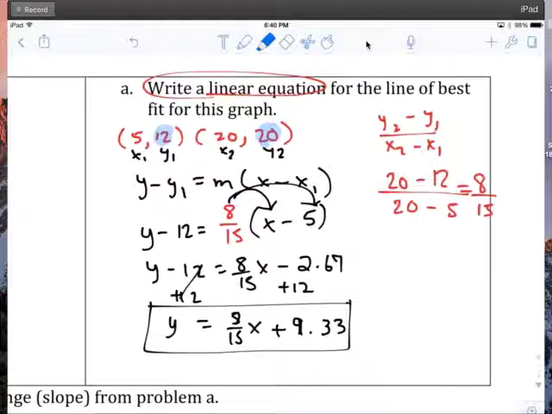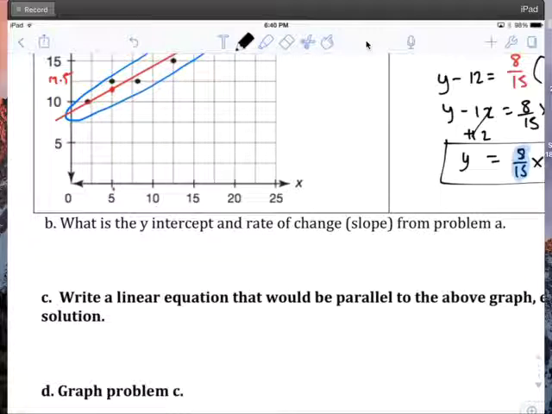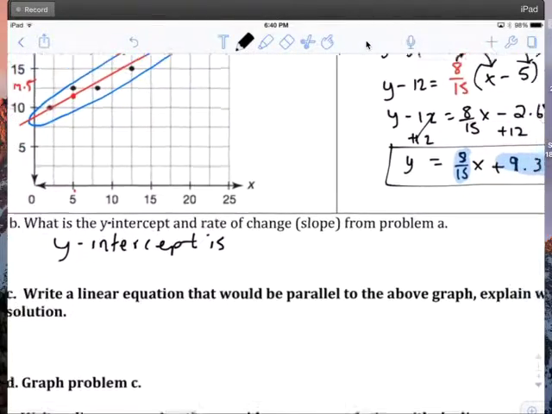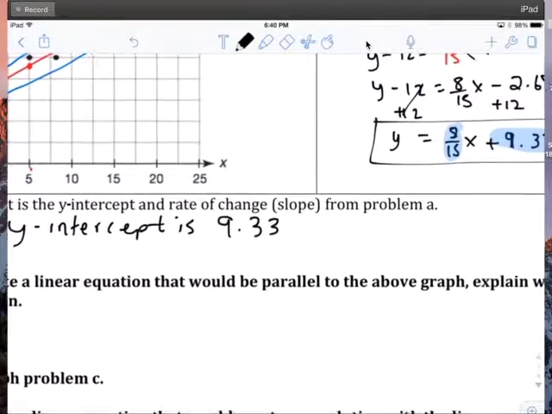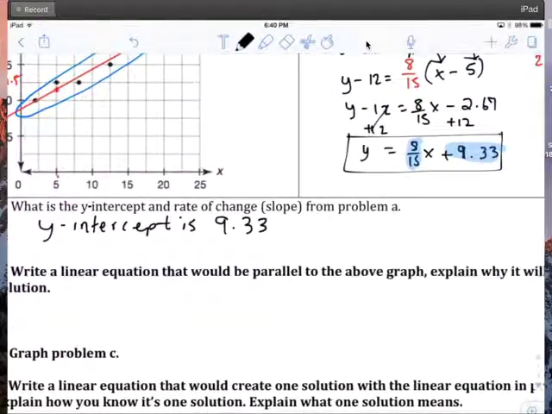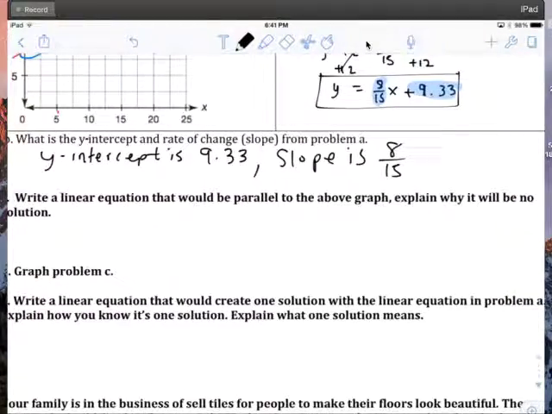On your test, you may be asked, what's the y-intercept? Y-intercept, what's the rate of change? Rate of change, same there, same there. Oh, here it is. It asks you that. Y-intercept is 9.33, or 0, 9.33 as the ordered pair. The slope is 8/15.